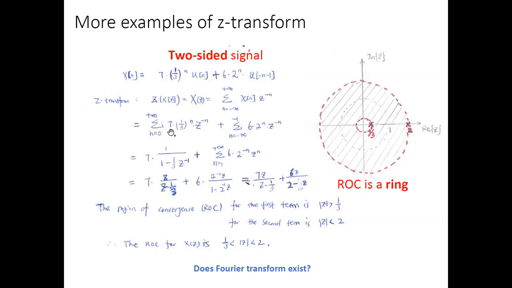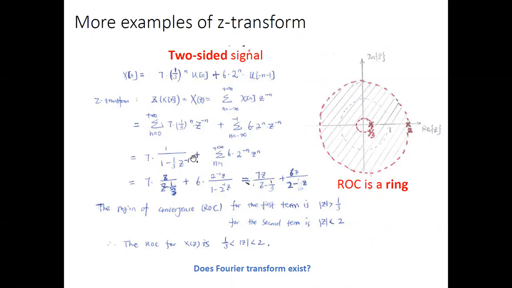What is left is the first term, 7 times (1/3) to the power n times z to the power minus n. And for n in the region from minus infinity to minus 1, the first term of x[n] disappears because it is right-sided, but we are looking at a region on the left. Only the second term remains: 6 times 2 to the power n times z to the power minus n.